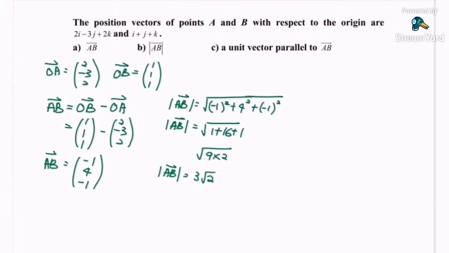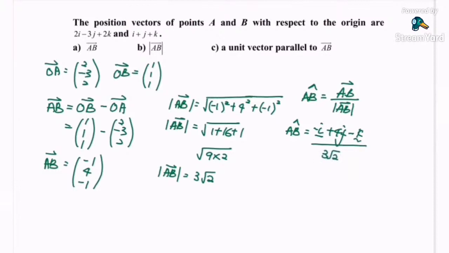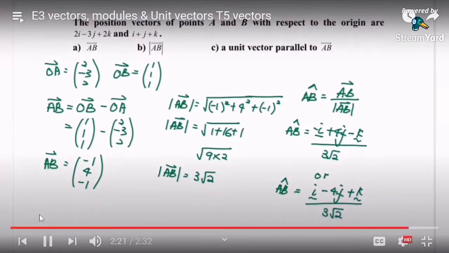C, a unit vector parallel to vector AB. So here we can write AB hat, where we have the formula vector AB over the modulus of vector AB. So the unit vector parallel to vector AB, AB hat, equals negative i plus 4j minus k over 3 square root of 2, or AB hat equals i minus 4j plus k over 3 square root of 2.